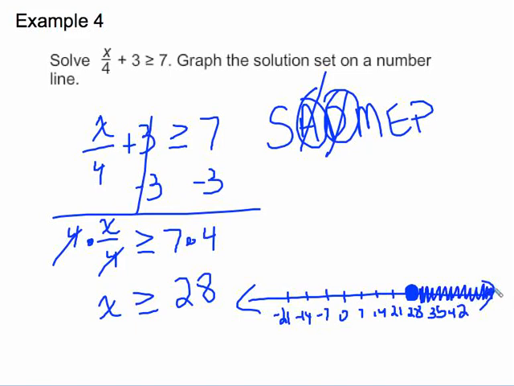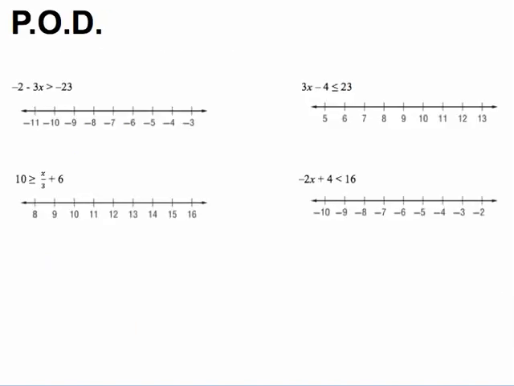Alrighty, so that concludes our lesson. Here is our problem of the day for tomorrow. So for inequalities, this first one here is a little bit harder to read. It's -2 minus 3x is greater than -23. The rest of them are pretty easy to read.